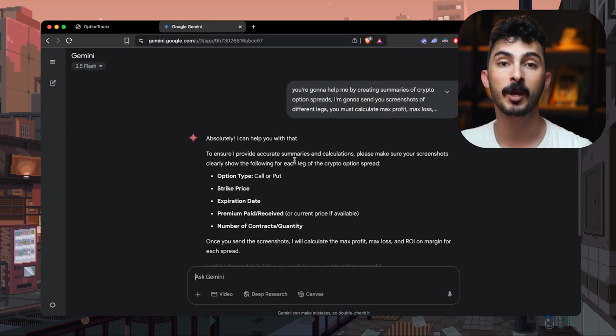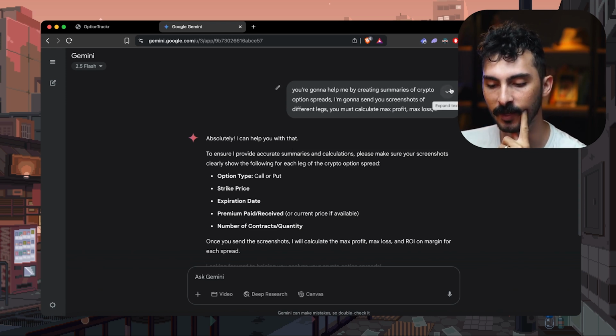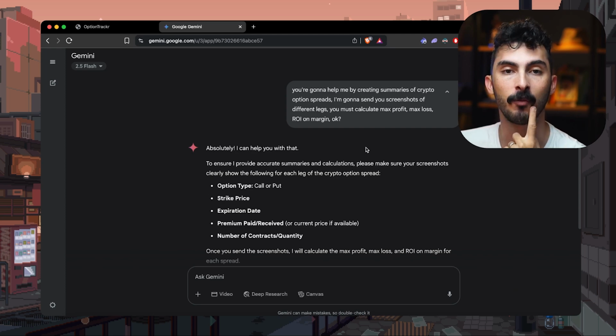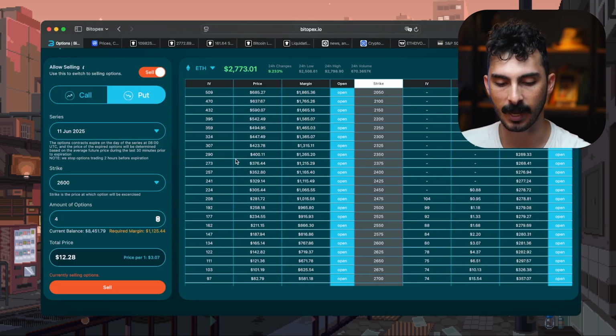Here, I already gave Gemini some information. I told him, you're gonna help me by creating summaries of crypto option spreads. I'm gonna send you screenshots of different legs, and you must calculate max profit, max loss, and ROI on margin. Is it okay? And then he said it was fine. So now we're gonna paste this leg.